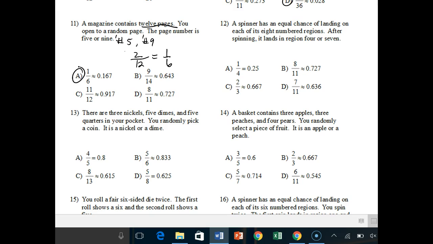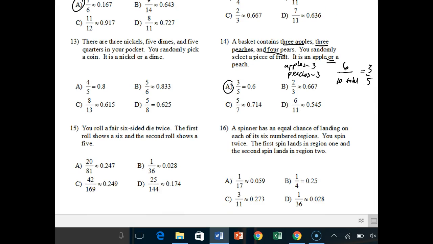Number 14, a basket contains 3 apples, 3 peaches, and 4 pears. So total, we have 3, 6, 10 total pieces of fruit. You randomly select a piece of fruit. It is an apple or a peach. So apples, we had 3, and peaches, we had 3. So there's 6 possible fruits that I could select that would satisfy my condition there. So 6, and then we had a total of 10. So 6 out of 10. You're like, wait, I don't see it. That's because you can simplify it. So 3/5. So you have a 60% chance of selecting an apple or a peach from that basket with those 10 fruit.